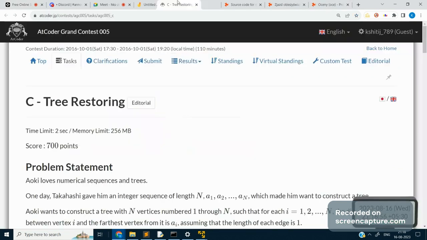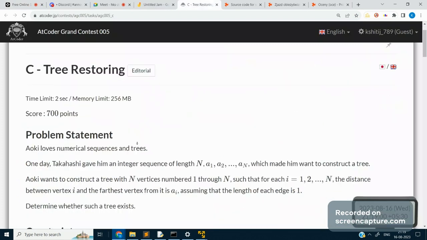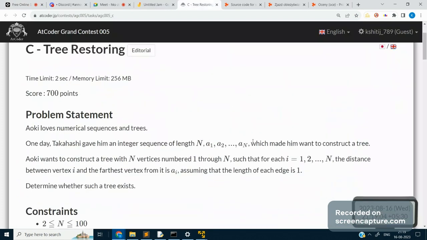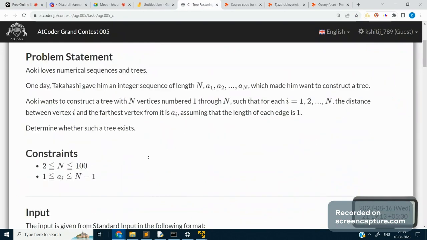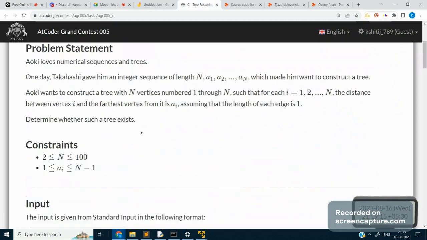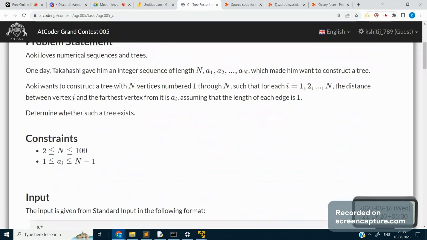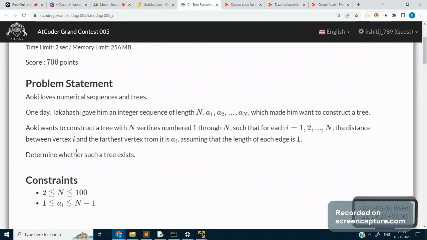So now I will discuss the third problem for today. In this problem, there is a hidden tree and a sequence a1 to an. Ai is the distance of the farthest vertex from node i in the tree. And now you need to determine whether such a tree exists at all. So n is at most 100, although the same solution works for a larger n also.